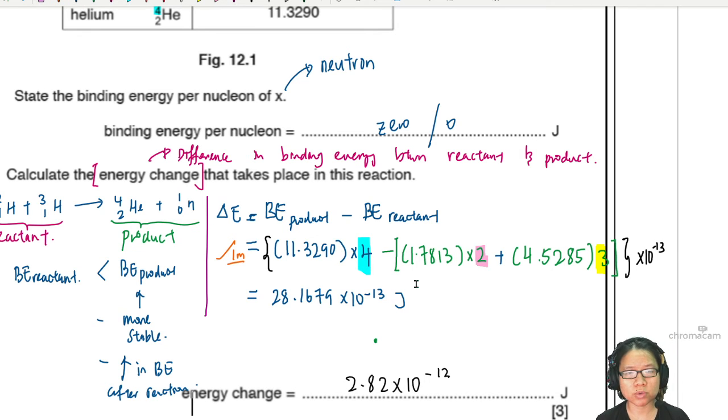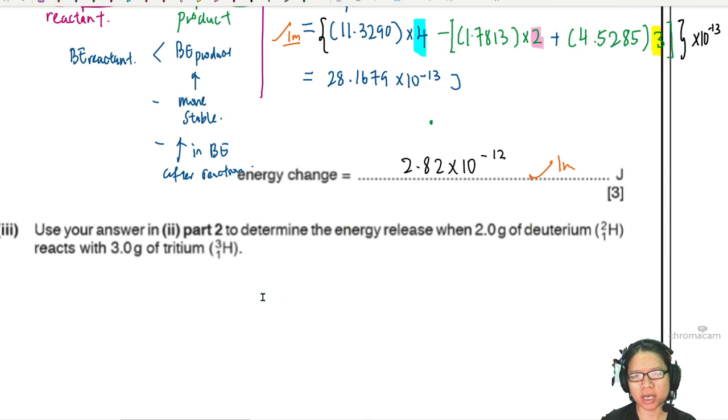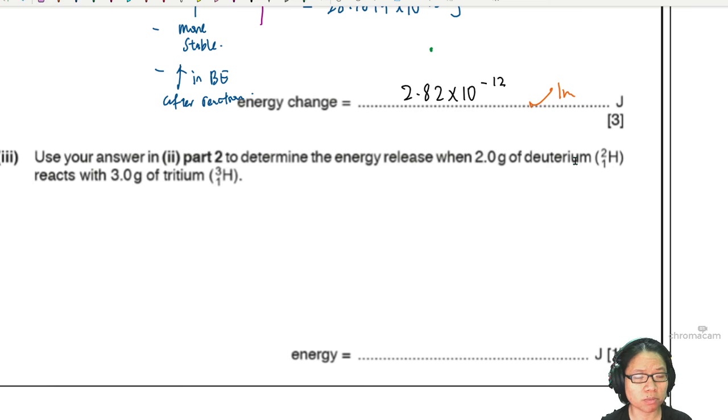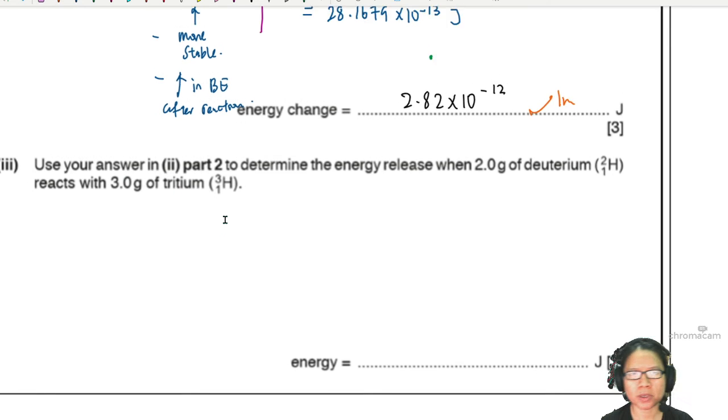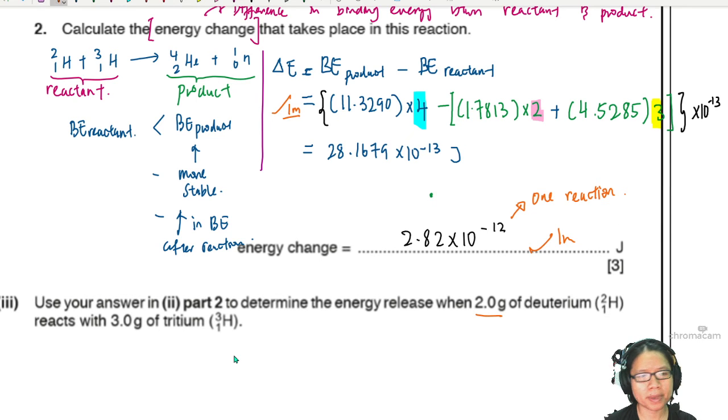Right? So you show this working and leading to the final answer. That would be the third mark. And of course, the unit will have 1 mark. Easy. All right, last part. Use your answer in part 2 to determine the energy release when 2 grams of deuterium reacts with 3 grams of tritium. Okay, I want to remind you that this energy that you have is this many joule for one single reaction.